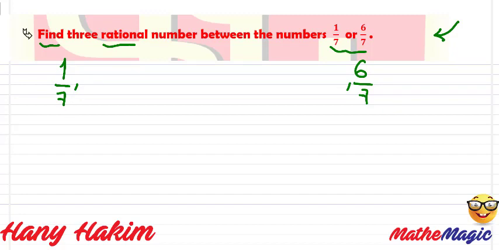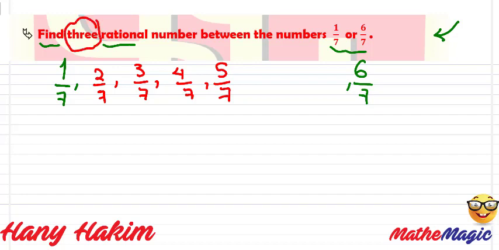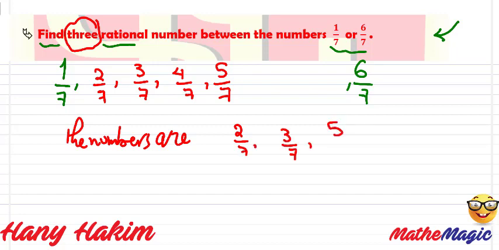Something like 2 over 7, 3 over 7, 4 over 7 and 5 over 7. But he asked you to write 3 of them. So the numbers are 2 over 7, 3 over 7 and 5 over 7. I choose any 3 of them. مش لازم ان ال 3 دول يكونوا following consecutive. ده مش مطلوب.